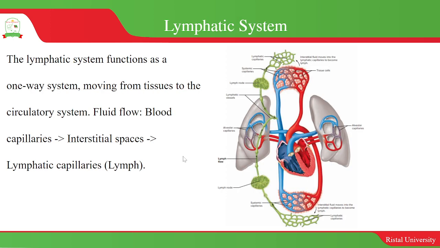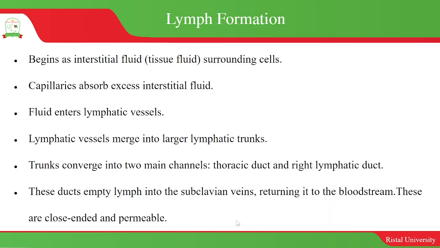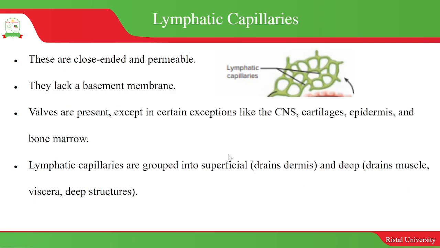So this you can see at this point. This is the subclavian, this blue one, the subclavian veins. So that is where the lymphatic trunk empties the lymph into the bloodstream. So we have talked about the capillaries, which are basically small, permeable, thin-walled tubes. They are very permeable. They lack the basement membrane.